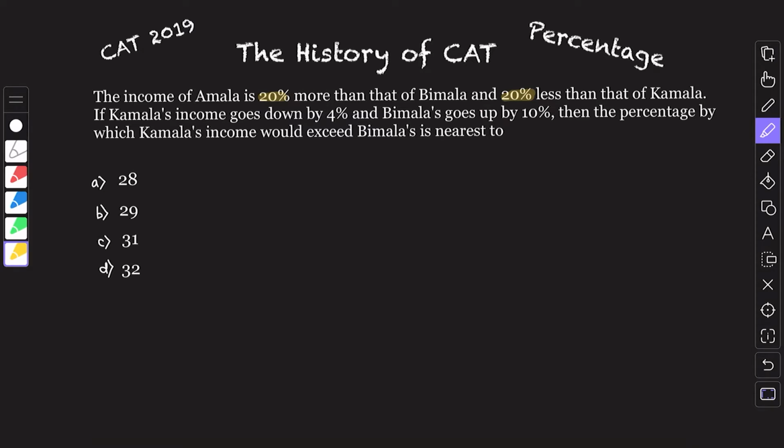If Kamla's income goes down by 4% and Bimla's income goes up by 10%, so there is a change in the income of Kamla and Bimla, then the percentage by which Kamla's income would exceed Bimla's income is nearest to. Okay, so what do we understand from this? Question is given in percentage, answer is asked in percentage, so assume value and start with the question.